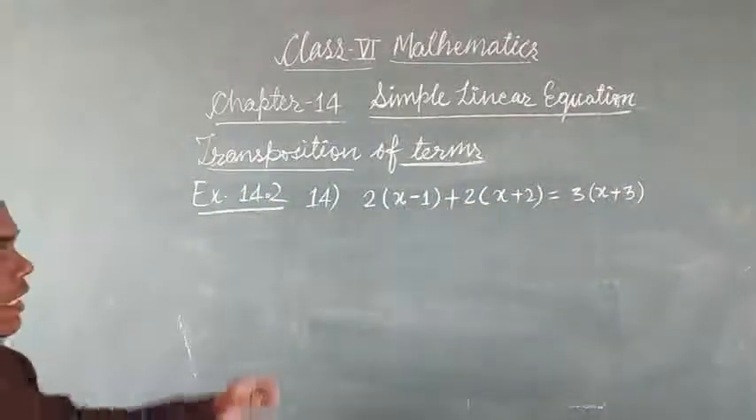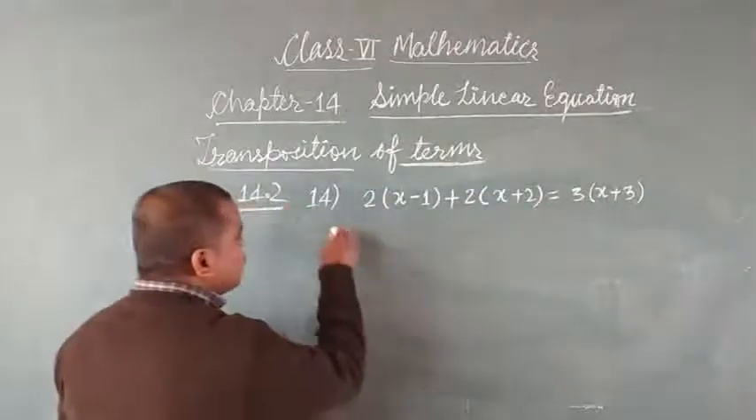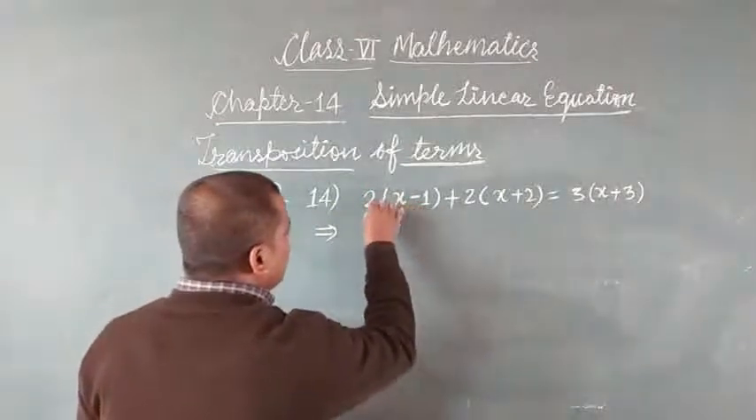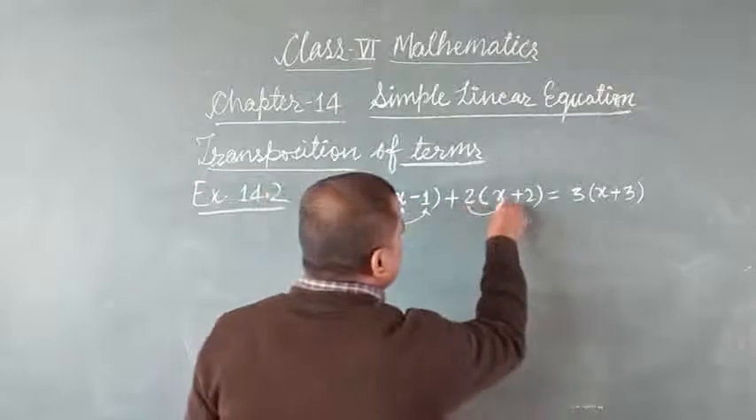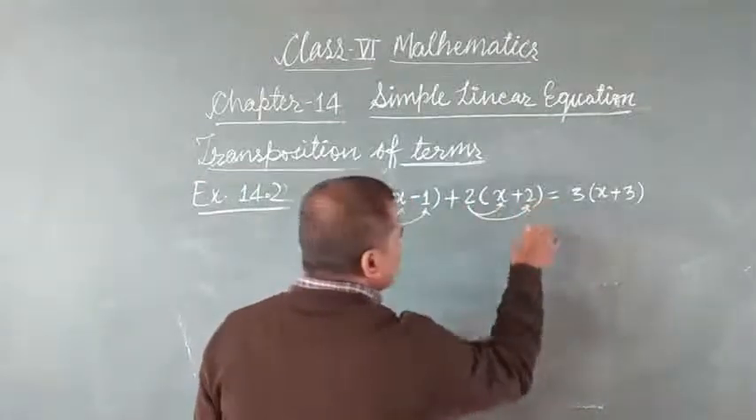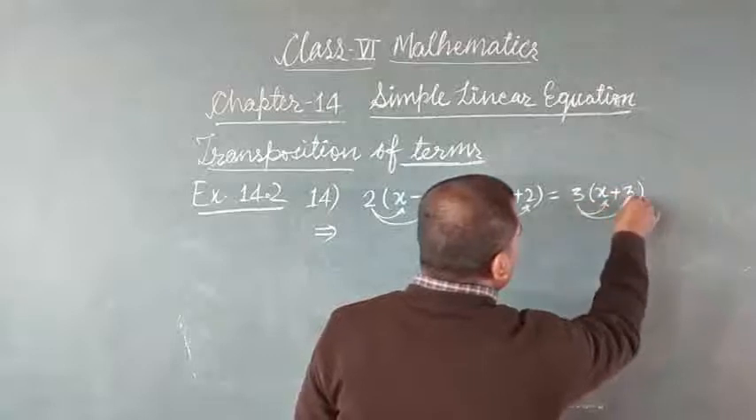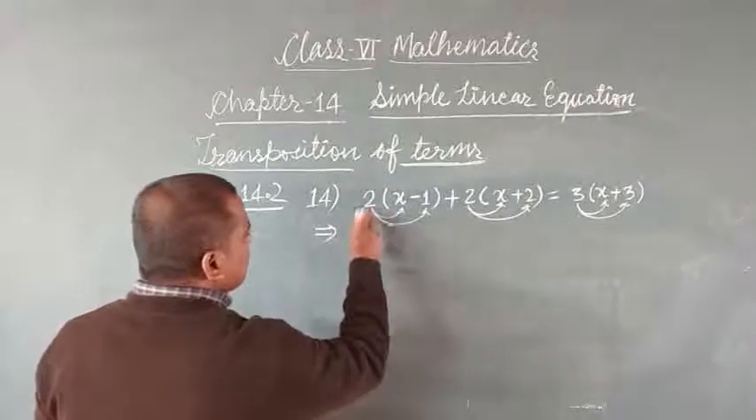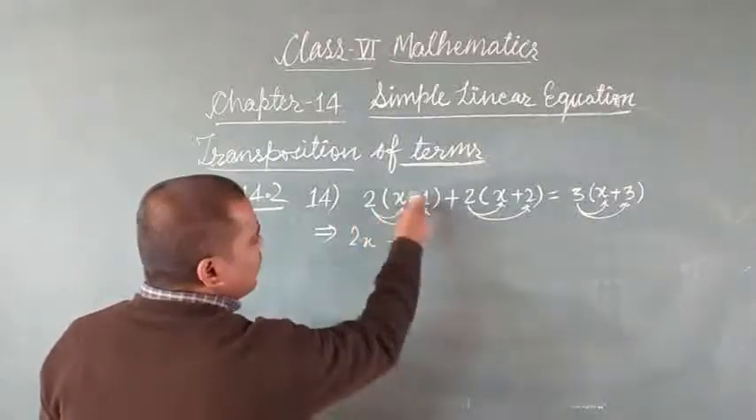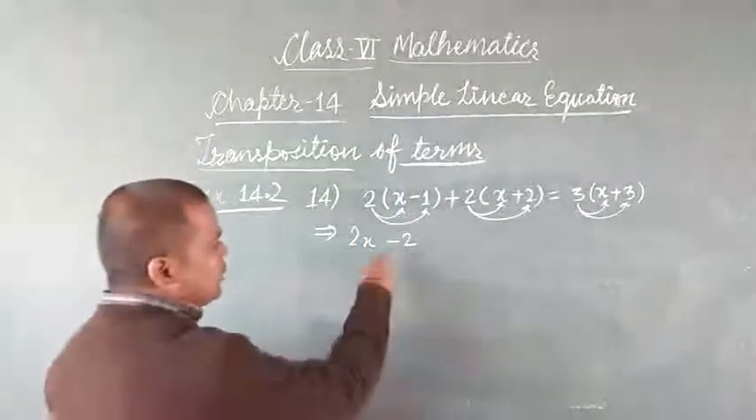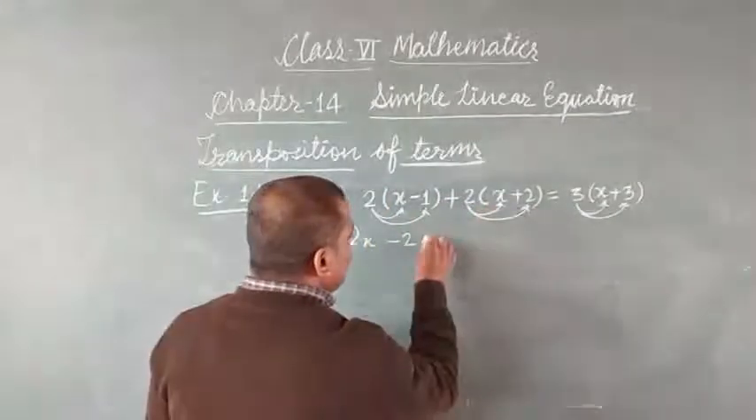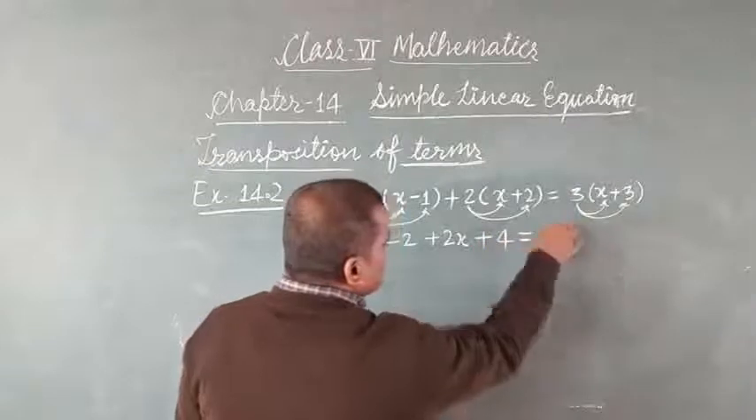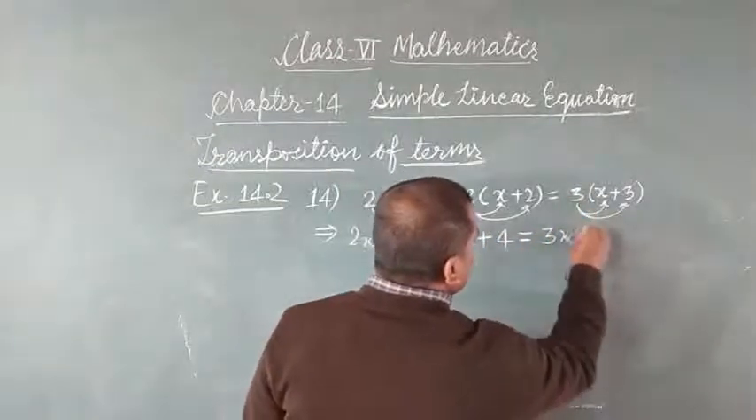So first of all, we will remove the terms from the bracket. So in the next line we will write, this implies that 2 we multiply by this one also and to this one also. Here also we do the same. We multiply both terms. Here we also do the same. We multiply to both terms. So we write here 2x minus 2. 2 minus 1 multiplied together, the product will be minus 2. 2 into x, 2x, and 2 into 2, plus 4. 3 into x, 3x, and 3 into 3, 9.